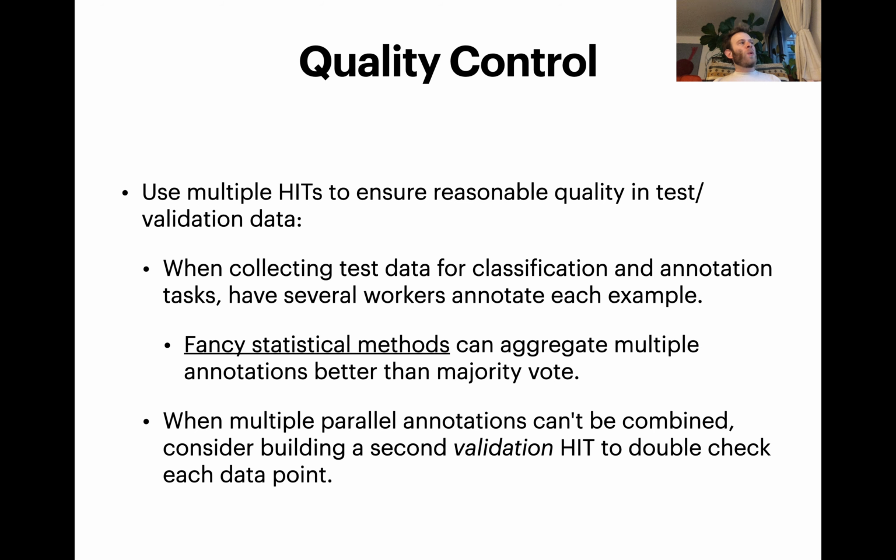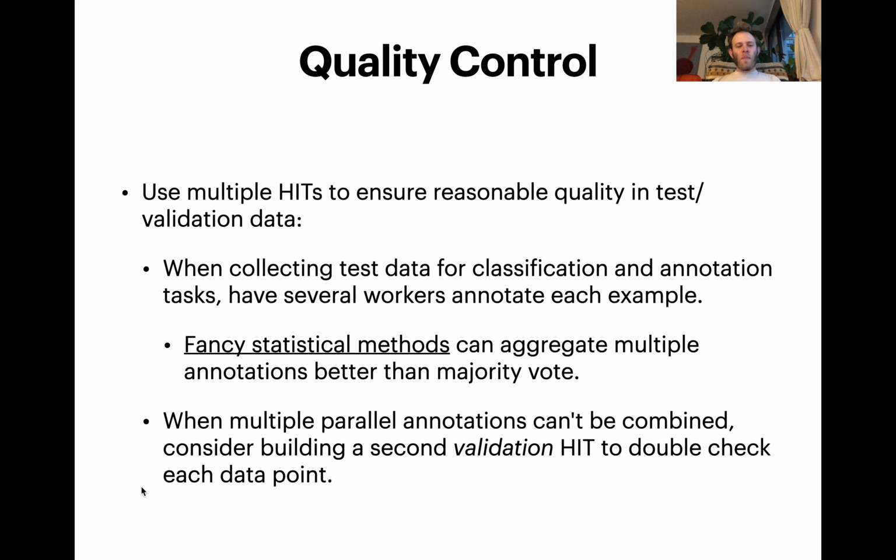In addition to this, you can layer on quality control measures that allow you to get data coming out of your pipeline that's higher quality than you get from any one individual worker. If you're collecting a test set for a classification or an annotation task, say annotating the sentiment of sentences, it's common to have several workers annotate each example. So build in some redundancy where you get several labels for each data point. You can then aggregate those labels to get a more confident final label. And there are some fancy statistical methods out there that can help do better aggregations, better distillations of multiple labels into a single label than you get by plain majority vote.